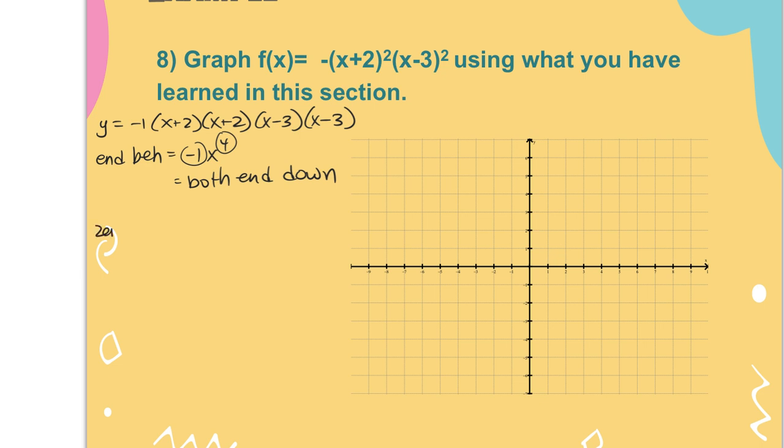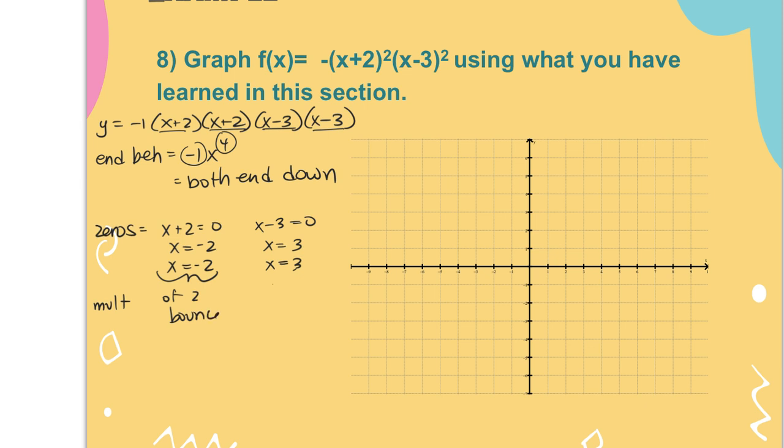When I go to do my zeros, again, each factor that has an x in it is going to be set equal to 0. So x plus 2 equals 0. So x is -2, and it's going to occur twice. And then x minus 3 is 0. So x is 3, and I'm going to have that one twice. Okay, so in terms of multiplicity, this one has a multiplicity of 2, so it's going to bounce. And this one has a multiplicity of 2 as well, so it's also going to bounce.